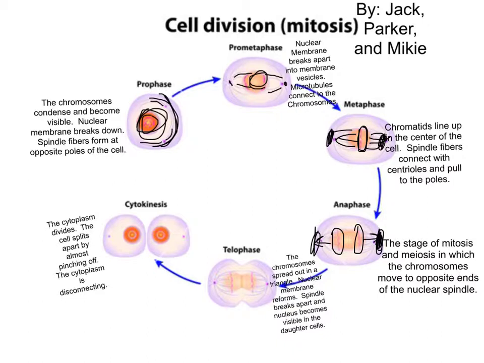The next phase, telophase. The chromosomes spread out in a triangle, like this, and like that. The nuclear membrane reforms, there, and the spindle breaks apart, and the nucleus becomes visible in the daughter cells. So the nucleus is right there and right there.